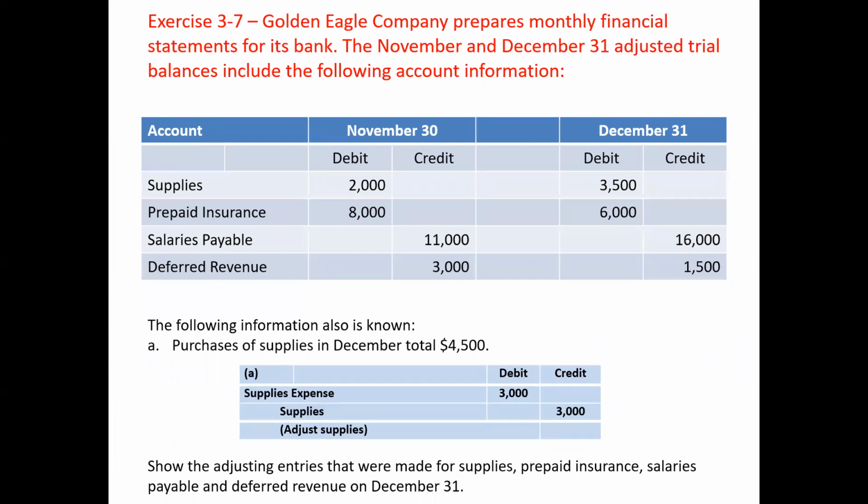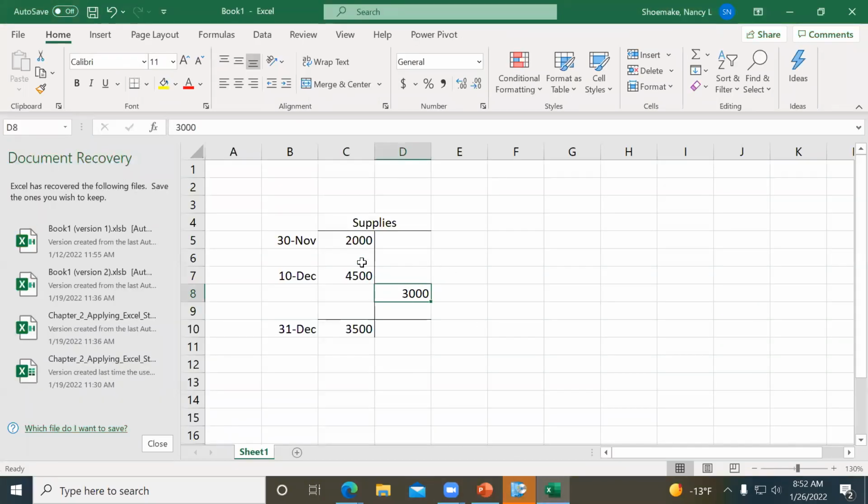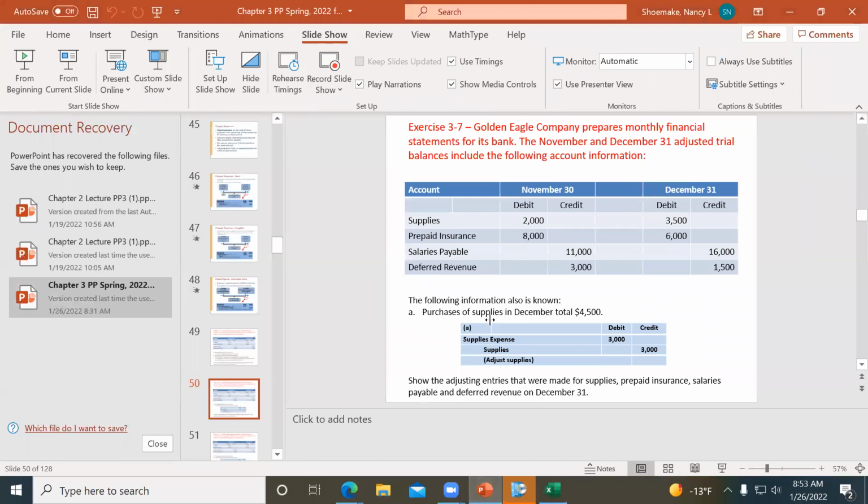Where'd you get the 3,000 from? I forced it. Over here, I forced it to happen. Because we know it started at 2,000. We added 4,500 during the period. We know we ended it with 3,500. We had to have created a journal entry of 3,000, which is showing right here.